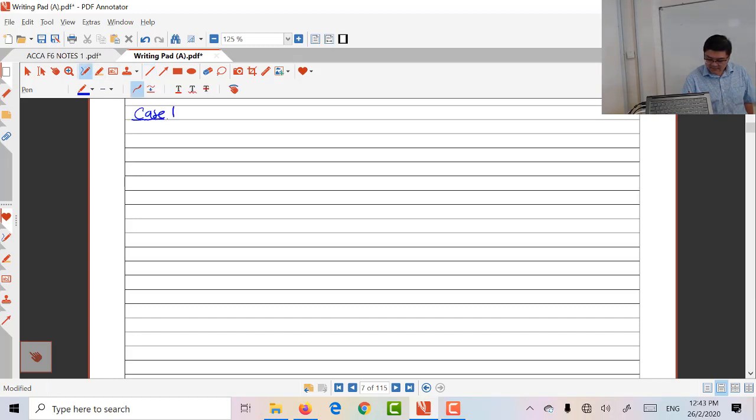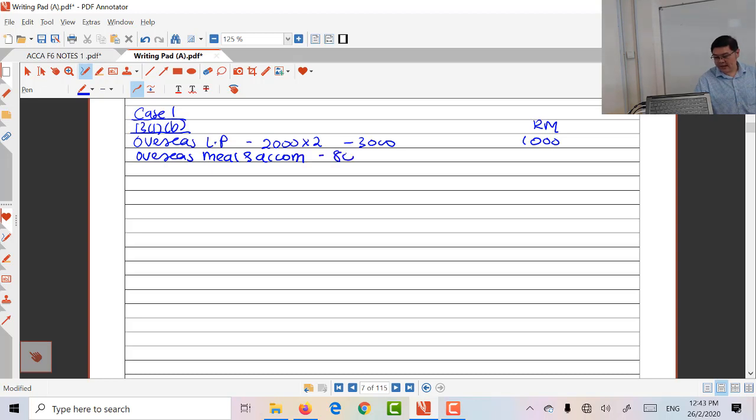Case 1. Now it will be under 13.1b. Now this will be the overseas leave passage. Now it's going to cost you 2,000 times 2. And you get an exemption of 3,000. So the value is taxed at 1k. Alright. Okay, then you notice they mentioned that there will be meal and accommodation, which will be 800 times 2. Now, there's no exemption on that. Okay? You don't have exemption for meal and accommodation.